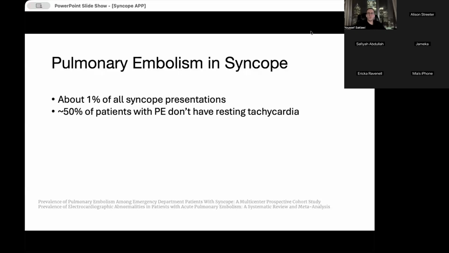Awesome. So when should we consider a PE in syncope? About 1% of patients with syncope have PE, which is 1 out of 100. 50% of patients with PE don't have tachycardia at rest. So we think of PE as, okay, they don't have tachycardia, so they don't have a PE. In reality, it's really tricky because if it's a big PE, it will definitely cause tachycardia. But if it's a small PE, then they might not even have tachycardia.